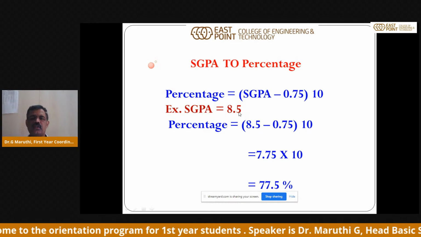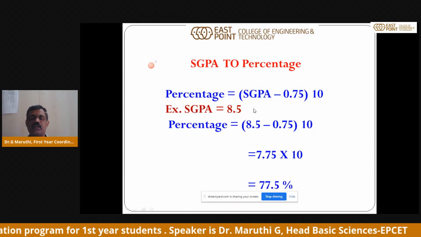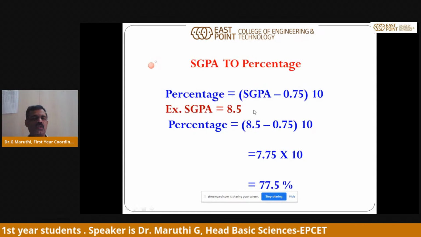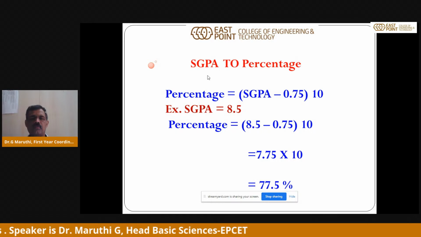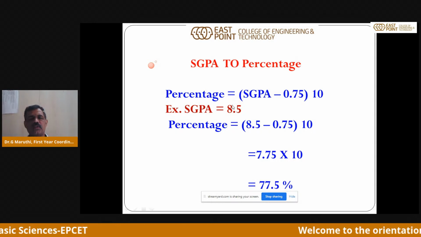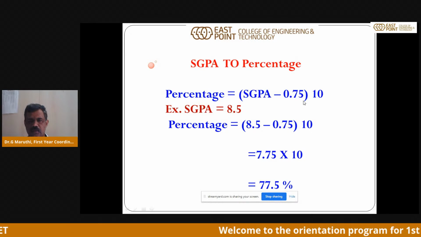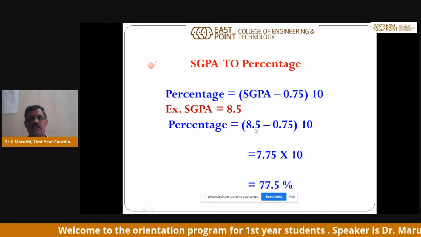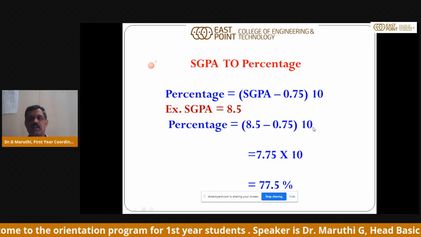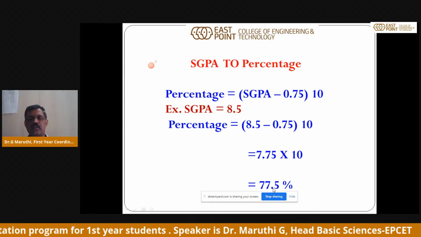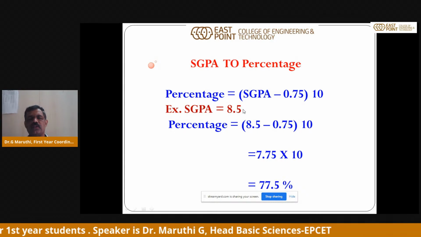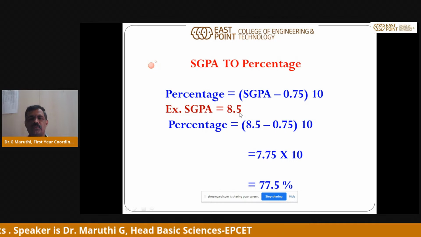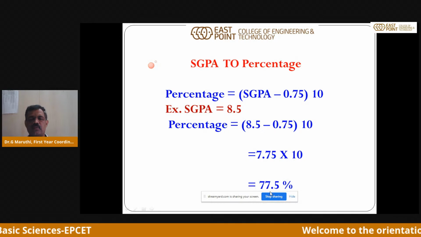Look here. Generally students will multiply this 8.5 into 10 and they say I got 85%. No. Okay. If you simply multiply this, you will not get the percentage. So there is a formula, percentage is equal to SGPA minus 0.75, into 10. So therefore, if you subtract 0.75 from 8.5 and multiply it with 10, then you will get 77.5. So a student whose SGPA is 8.5 has a percentage of 77.5.